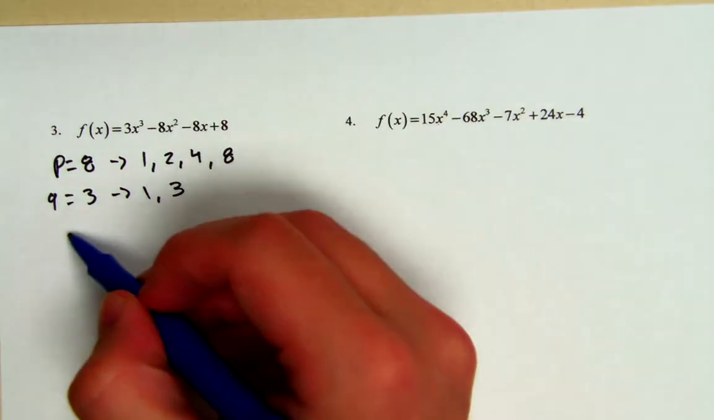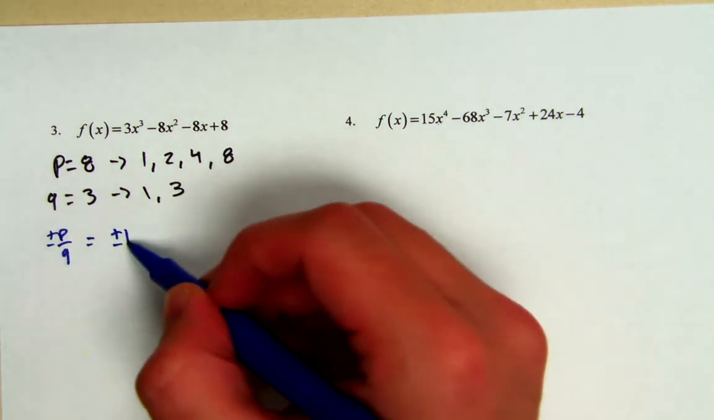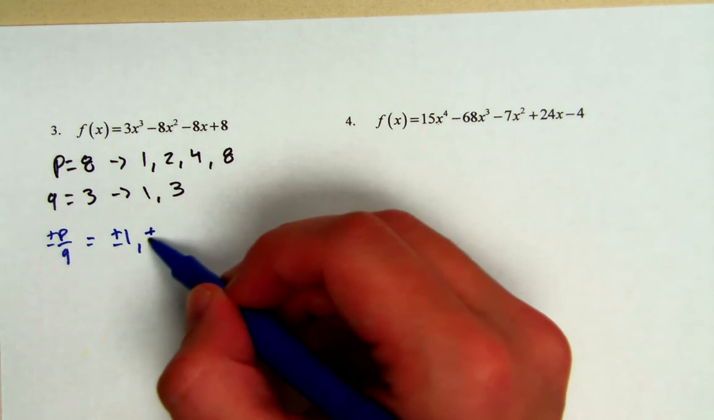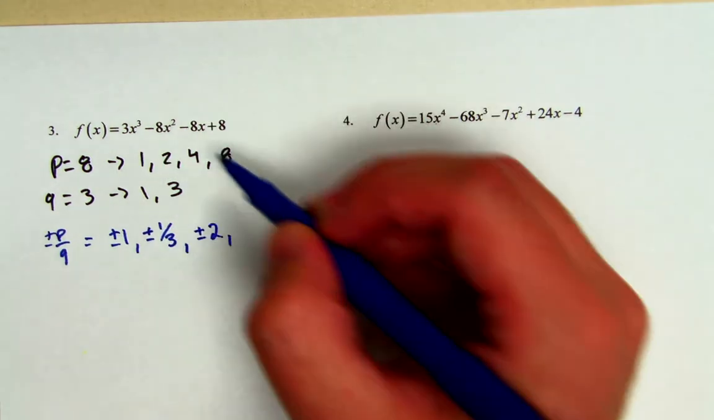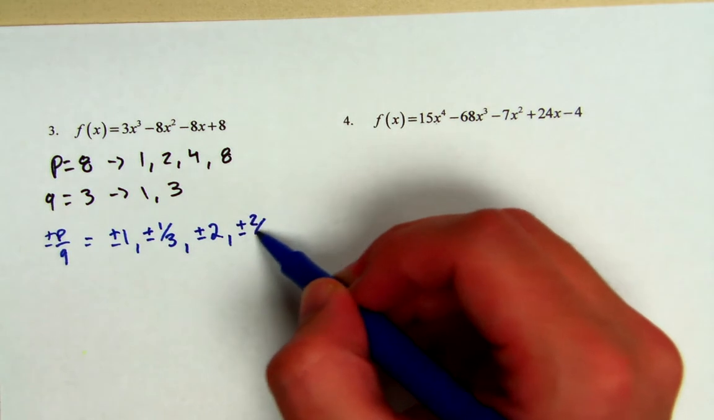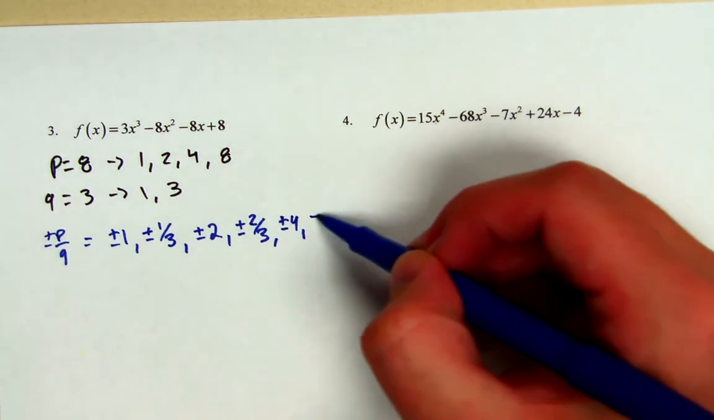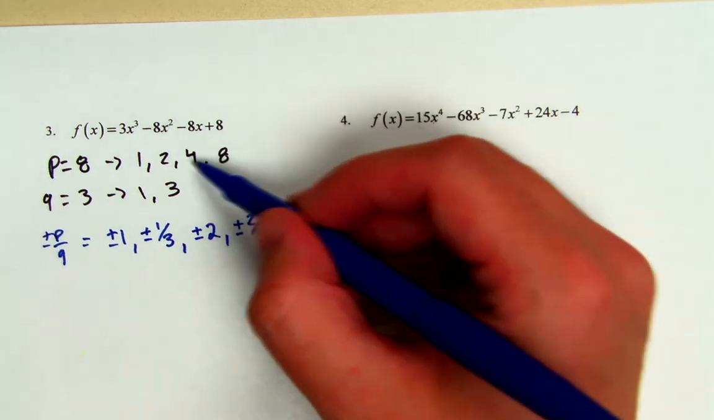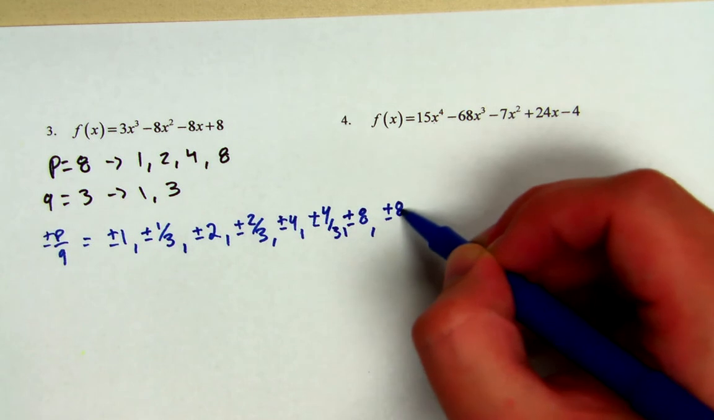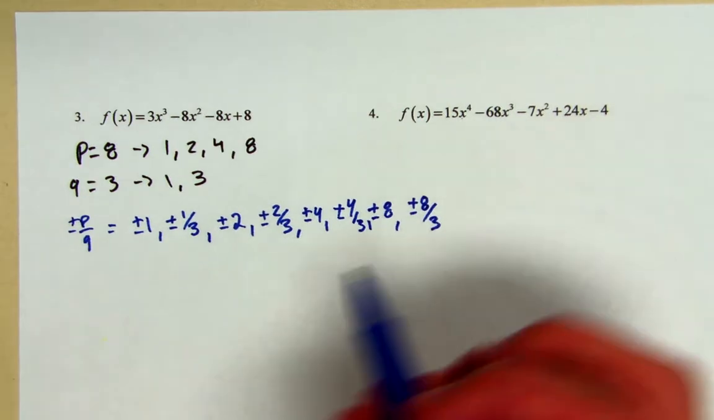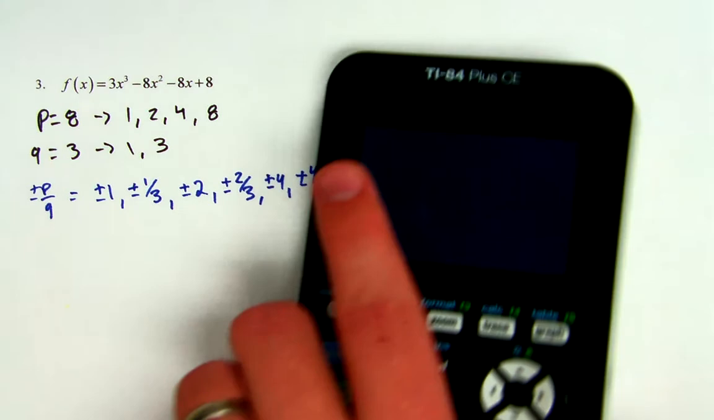1 divided by 1 is just plus or minus 1. 1 divided by 3, plus or minus 1/3. 2 divided by 1, plus or minus 2. 2 divided by 3, plus or minus 2/3. 4 divided by 1, plus or minus 4, plus or minus 4/3. And finally we've got plus or minus 8, and plus or minus 8/3. So see how our lists are kind of getting longer? Again, this is why the calculator helps a lot here.